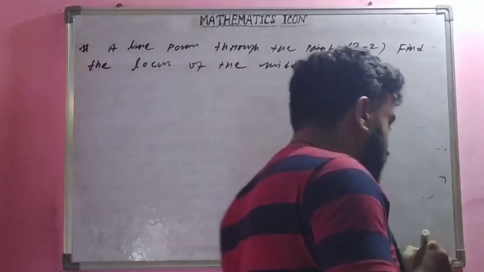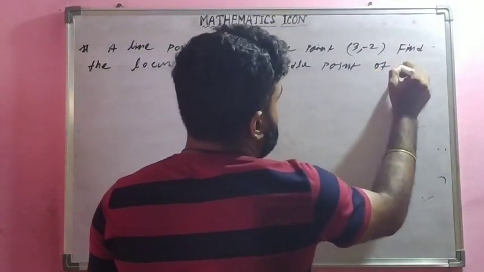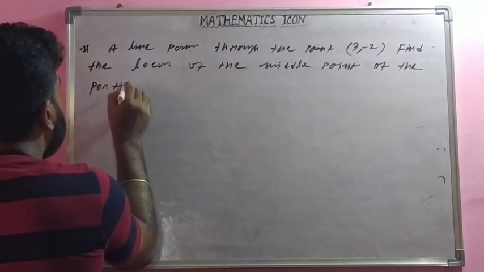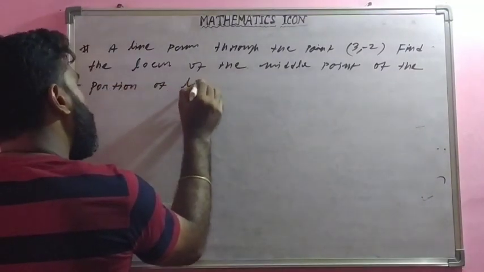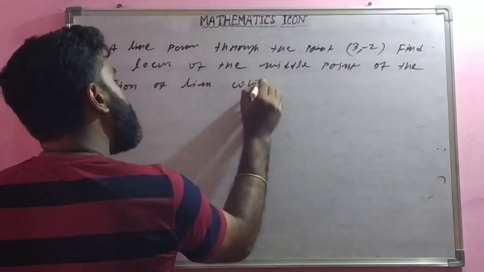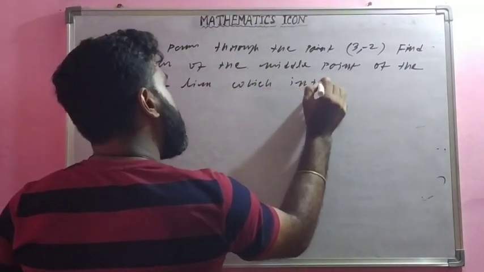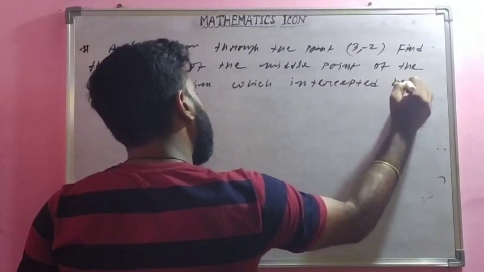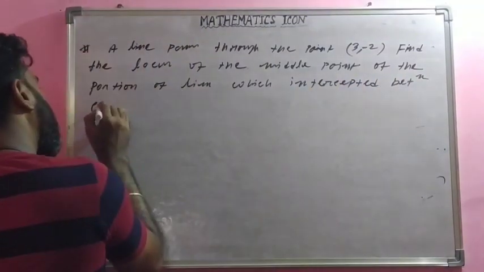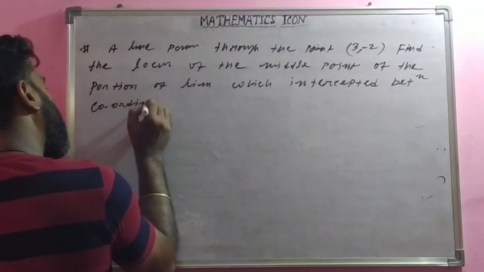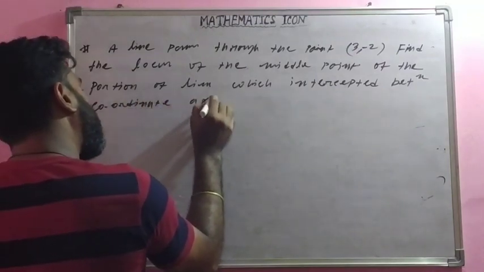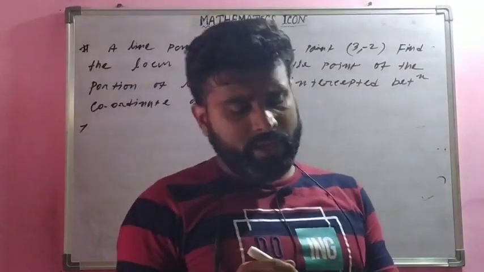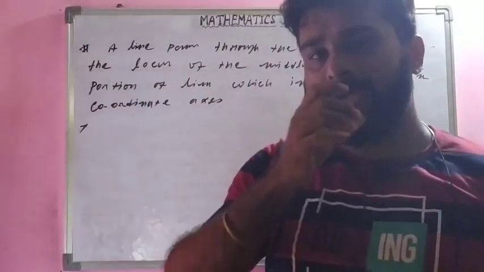Find the locus of the middle point of the portion of the line, portion मतलब एक part, portion of the line which is intercepted between coordinate axes. अच्छा, यहां पर थोड़ा बहुत एक नया कॉन्सेप्ट इंट्रोड्यूस किया गया है, लोकस ऑफ द पॉइंट.